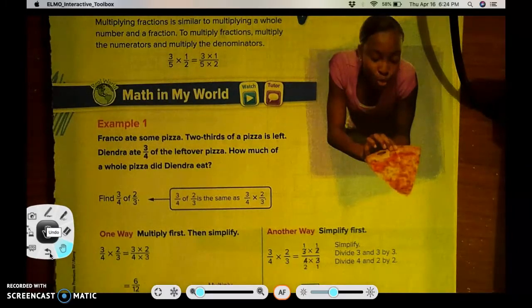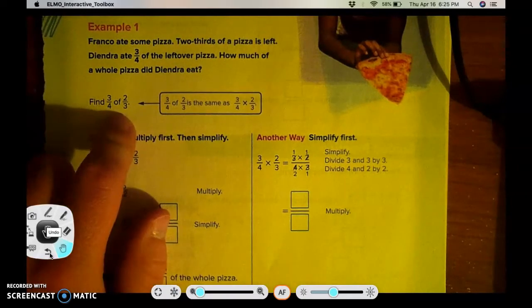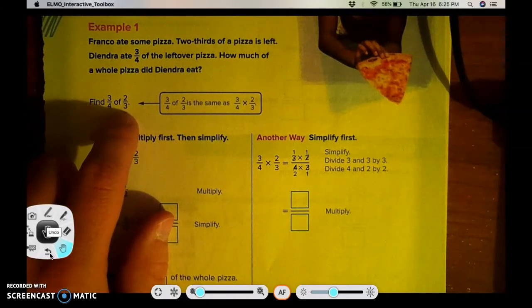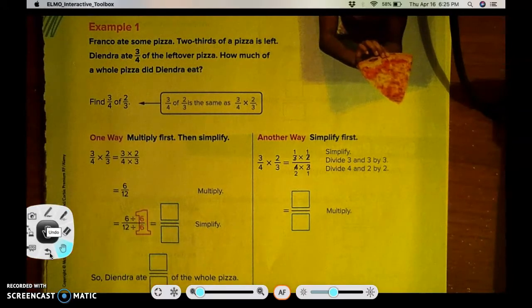So there are two ways that they're going to show you how to do it, and I've talked a little bit about it before. Looking at example 1, Franco ate some pizza. 2/3 of a pizza is left. Deandra ate 3/4 of the leftover pizza. How much of the whole pizza did Deandra eat? So we have to find the product of 3/4 and 2/3, because we want to find out 3/4 of the pizza that was left over.